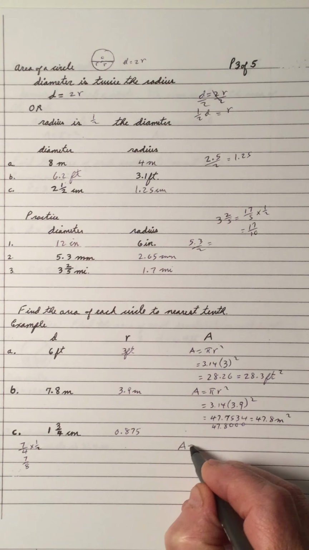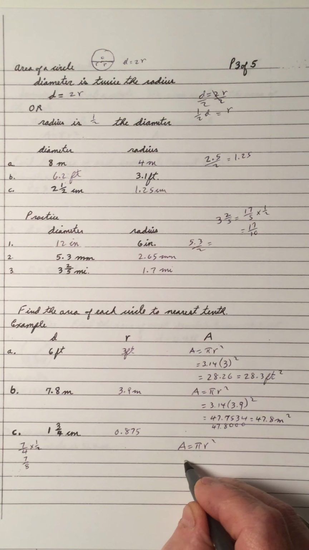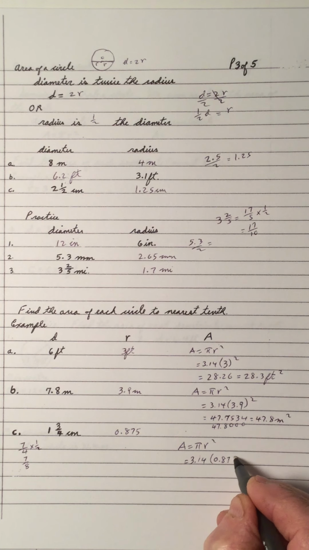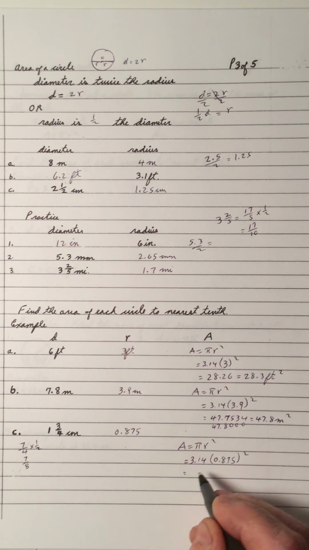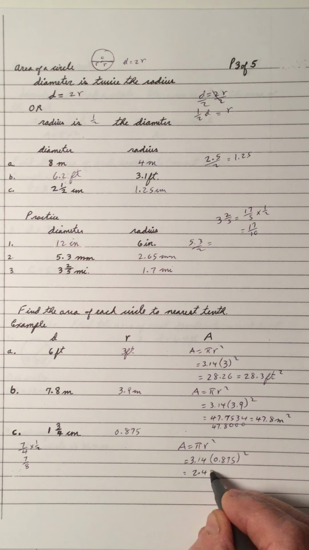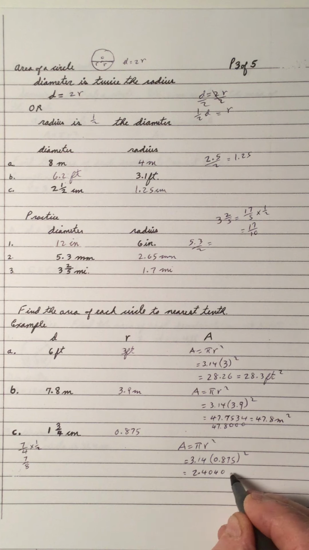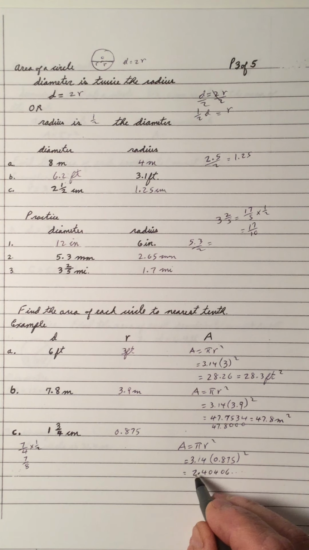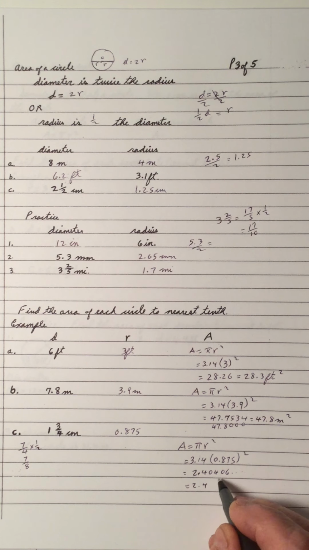And the area is pi r squared. So it's 3.14 times 0.875 squared. Use your calculator and you'll get 2.404, etc., etc. And when you round that to the nearest tenth, you get 2.4. And it's in centimeters, so it's centimeters squared.